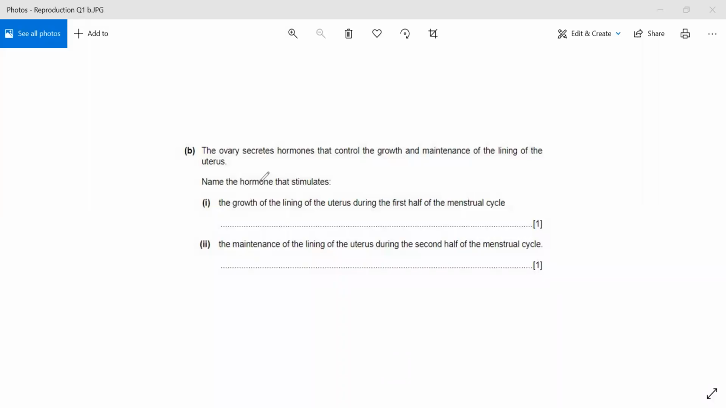Okay, so here we have to name the hormone that stimulates the growth of the lining of the uterus. Yes, you are right. During that, what will it be? It will be estrogen. Make sure the spelling is correct. Estrogen is the hormone that will stimulate the growth of the lining of the uterus during the first half of the menstrual cycle. Now, which is the hormone that is going to maintain the lining of the uterus during the second half? And that is, definitely progesterone.